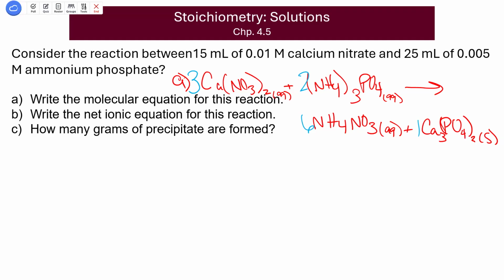If we were to write the net ionic equation, we have to break everything apart into its ions. That's a lot. We're not going to go through that. Prove that to yourself that you can do it. And your balanced net ionic equation is calcium 2 plus and the phosphate ion, forming your precipitate.